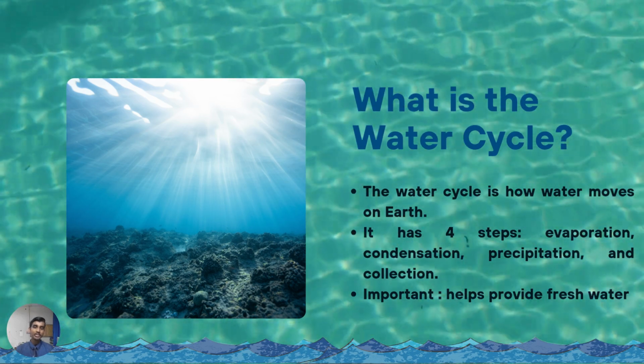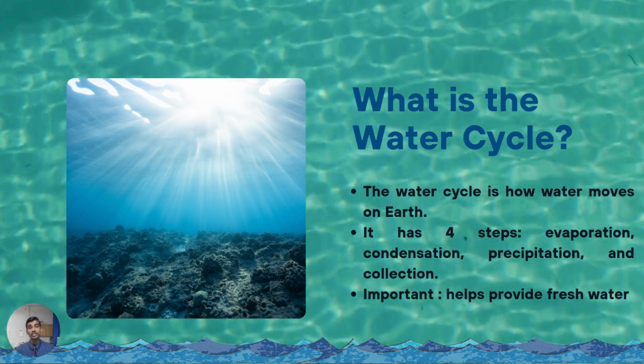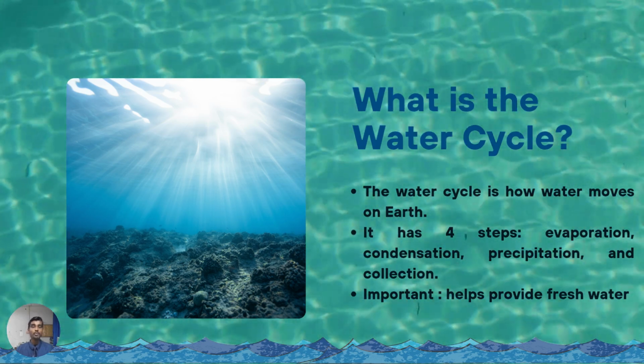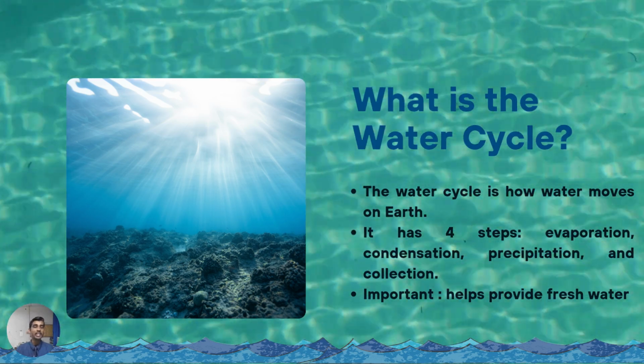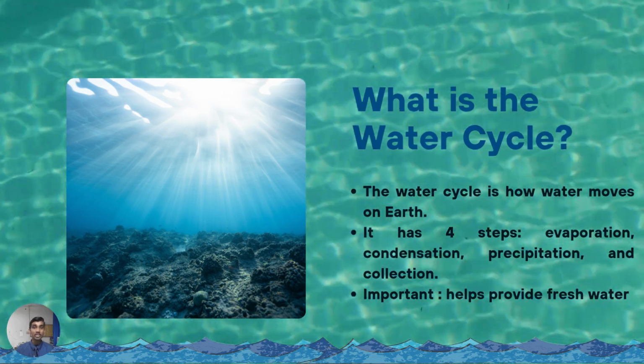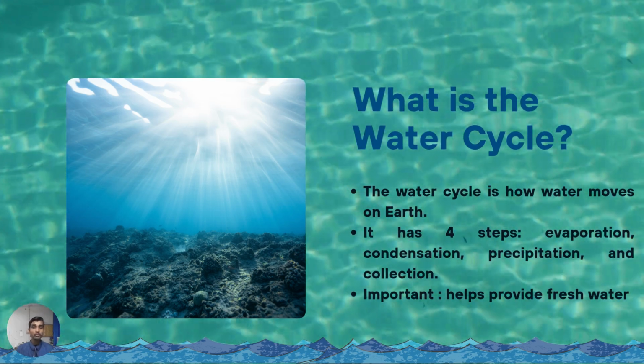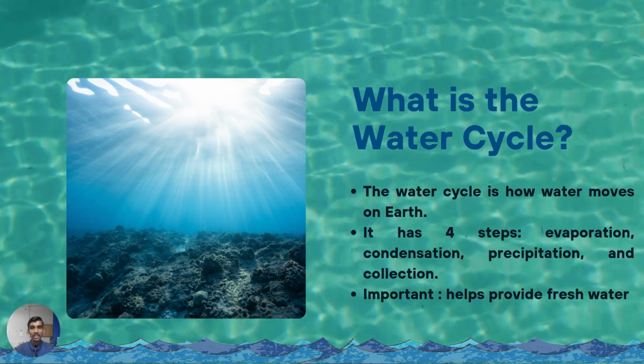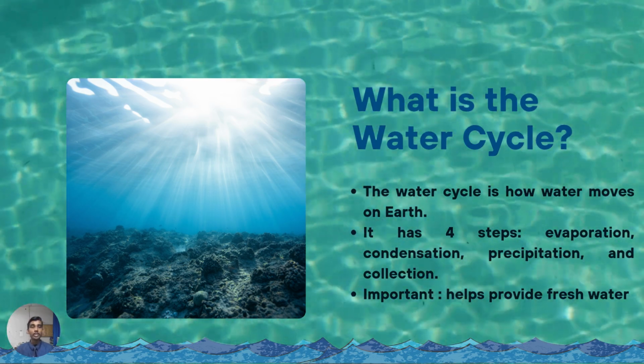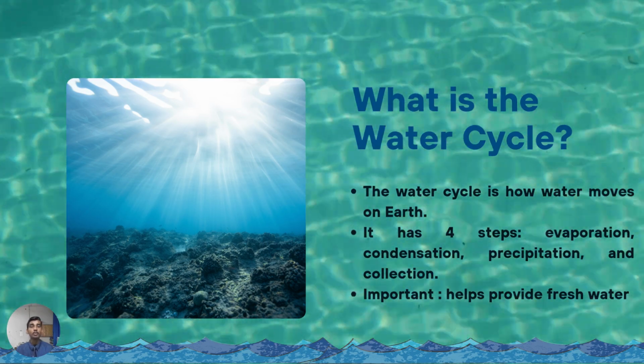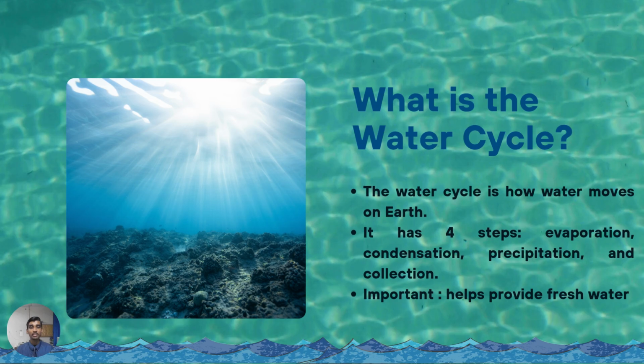Okay, first let me explain what is the water cycle. Water cycle is a natural process that happens again and again on Earth. It means water moves from the ground to the sky and comes back again. Without this cycle, we cannot get fresh water. The water cycle has four main stages.